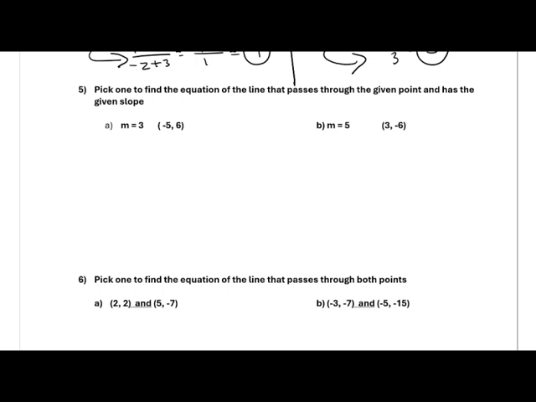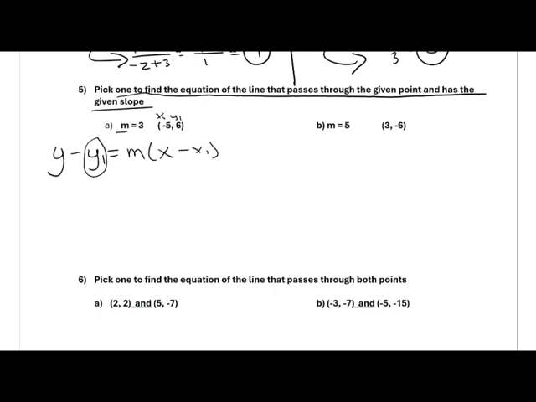All right, number 5. It says pick one to find the equation of the line that passes through the given point and has a given slope. All right, so here's my slope, here's my point. Okay, so x1, y1, and I'm given m. So the equation is y minus y1 equals m times the quantity of x minus x1. And all I'm doing is plugging in numbers for these values right there. So just use what's given to us.